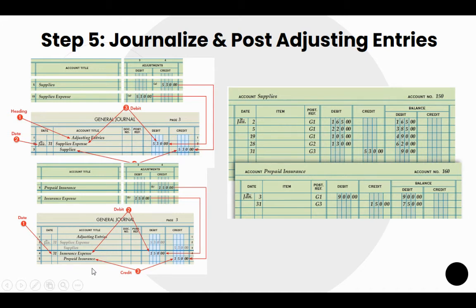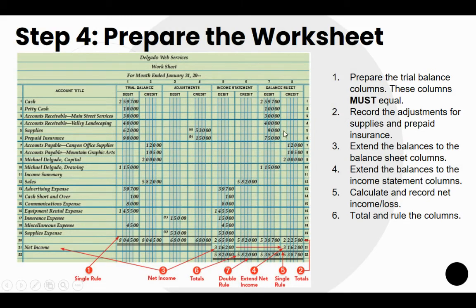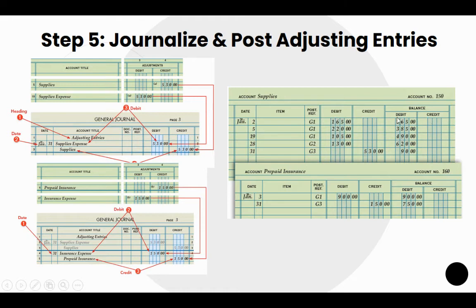Then you do your prepaid insurance one, just like they are in the worksheet, you're just copying them, and then you post them, and then they bring those accounts up to date. So if you remember back here on our worksheet, it told us we should have $90 in supplies and $750 in prepaid insurance. After you journalize and post those entries, your ledgers are updated.